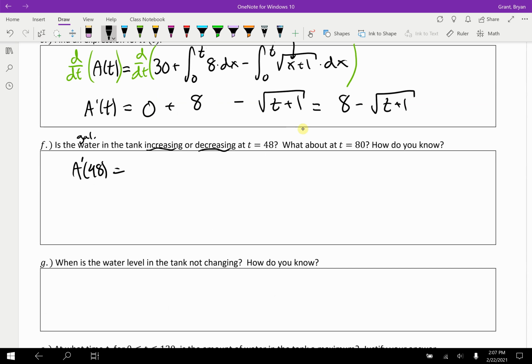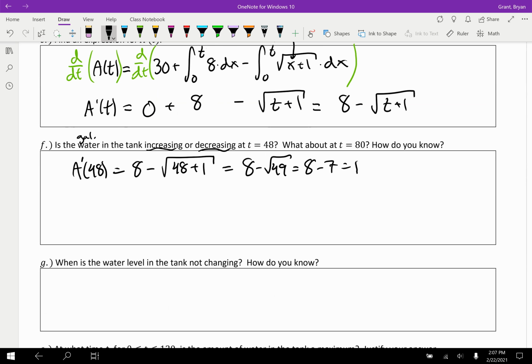Okay, or I'm sorry, A prime of 48. I just said A prime. And so I'm just going to use our equation over here. A prime of 48 is 8 minus the square root of 48 plus 1. As we continue through, square root of 49, 8 minus 7 is 1.